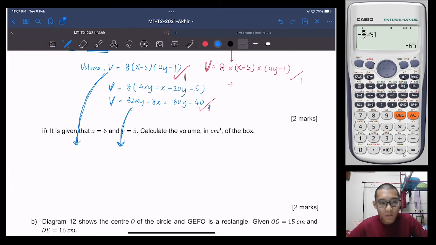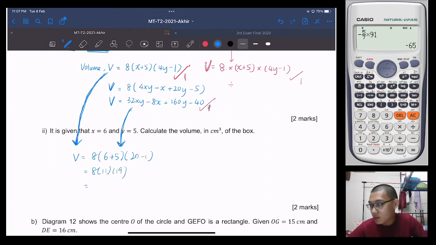I use this one mostly, because this one I just use 1 time of x and 1 time of y only, right? So which one is better? It's your choice. So for volume, I use this one. V equal to 8 times (6 plus 5) times (4y minus 1). So we have 4 times 5, 20 minus 1. So now we have 8 times 11 times 19.